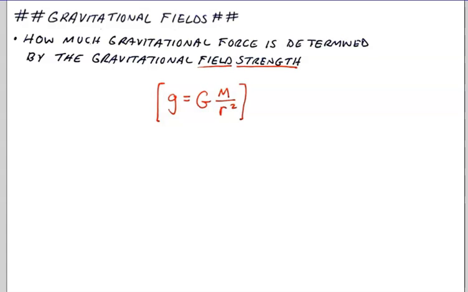The field strength is equal to G, the gravitational constant, times the mass divided by the distance or the radius squared. Field strength does not depend on the mass of the quote-unquote rock. It exists even though no other masses are present. This is also another example of an inverse square law.